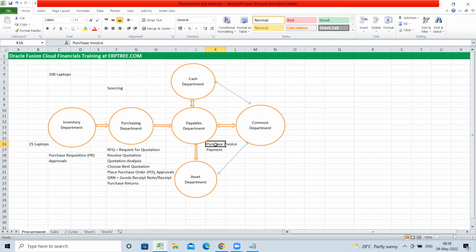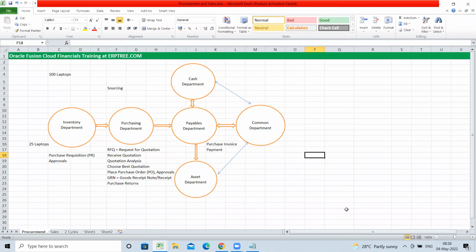When we talk about the purchase invoice, why are we creating a purchase invoice? To make the payment to the supplier. We need information on whom we have to pay, which supplier we have to pay, and how much we have to pay. All the details we can include within the purchase invoice. Now, when you create the purchase invoice, you may create it for various reasons.